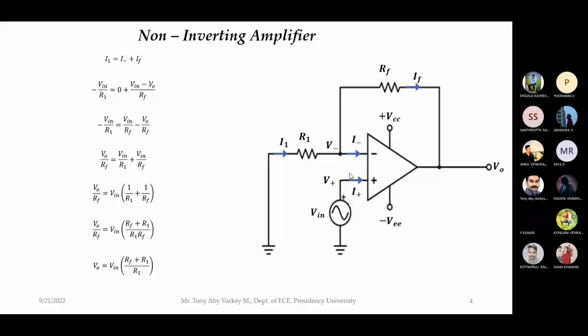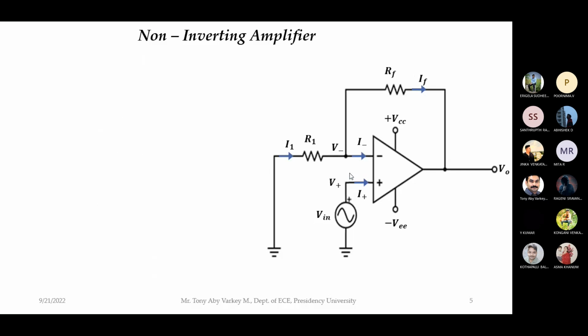Any doubt? No, sir. Okay. So this is what we got. V output equal to V in into RF plus R1 by R1. So this can be written as 1 plus RF by R1, correct? Because RF by R1 is RF by R1, R1 by R1 is 1. So V output is equal to V in into 1 plus RF by R1. So this is the equation for output voltage of a non-inverting amplifier. Okay, V output is equal to 1 plus RF by R1 into V in.